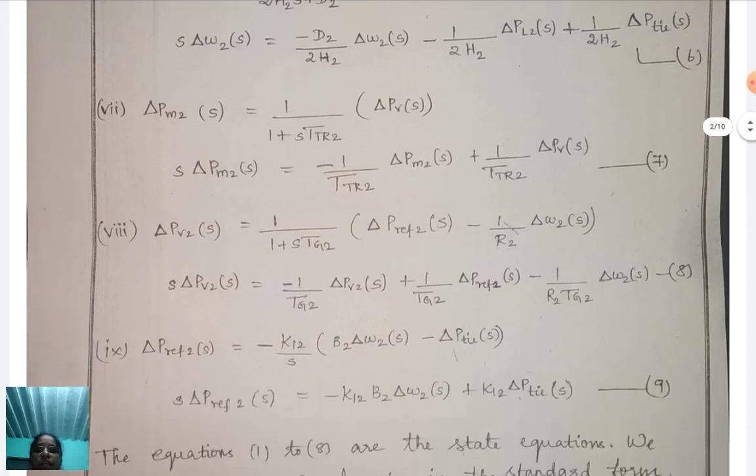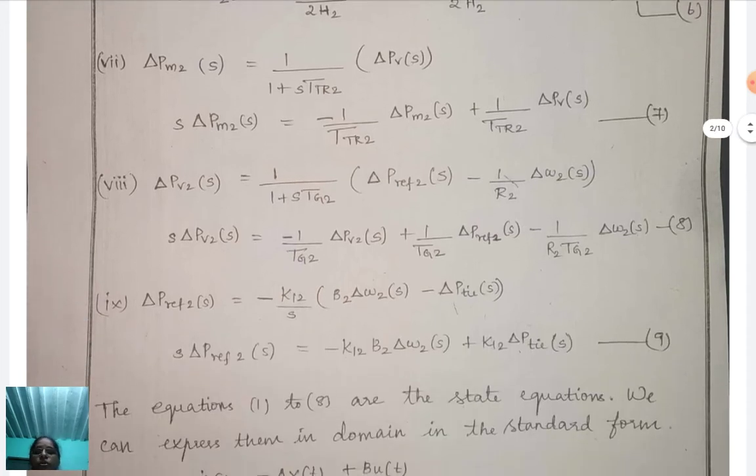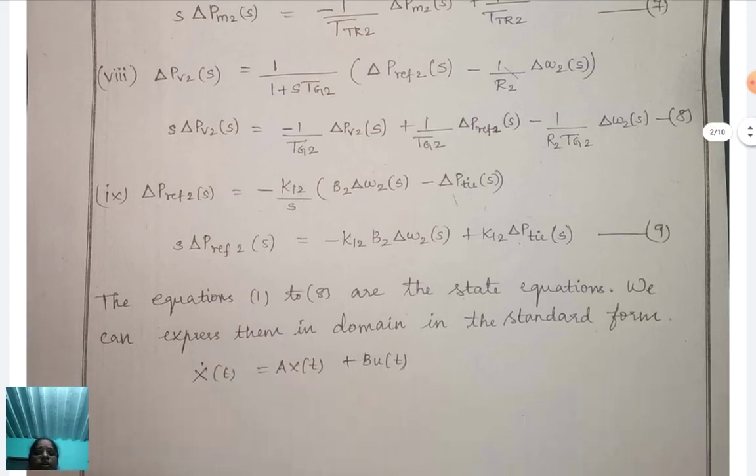Now we write down the reference input of area 2: del P reference 2 of s equals minus K I2 divided by s into B2 del omega 2 of s minus del P tie of s. So s into del P reference 2 of s equals K I2 B2 del omega 2 of s plus K I2 into del P tie of s only. So the equations 1 to 8 are the state equations, where we have to multiply by s.